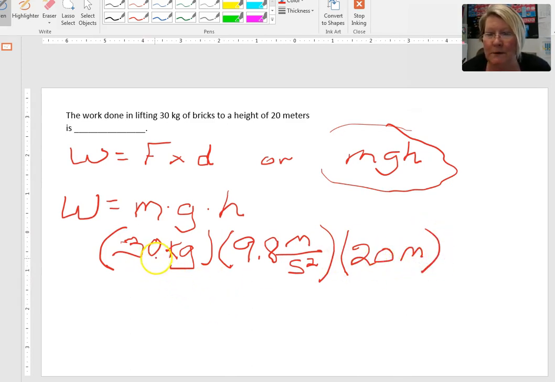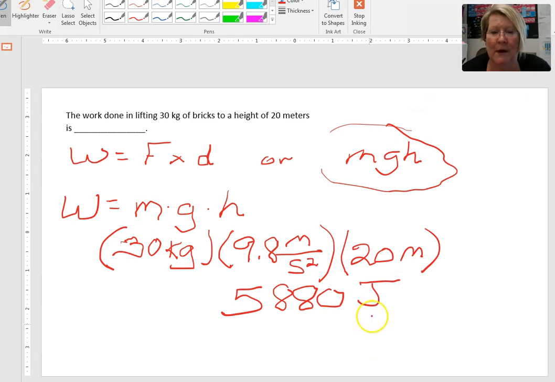And so if we multiply 30 by 9.8 by 20, we get 5,880 joules of work. So joules is the unit that we'll be using for work as well as energy. So let's put 5,880 joules. Okay?